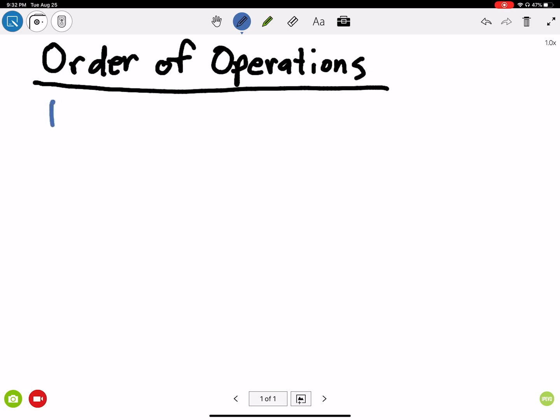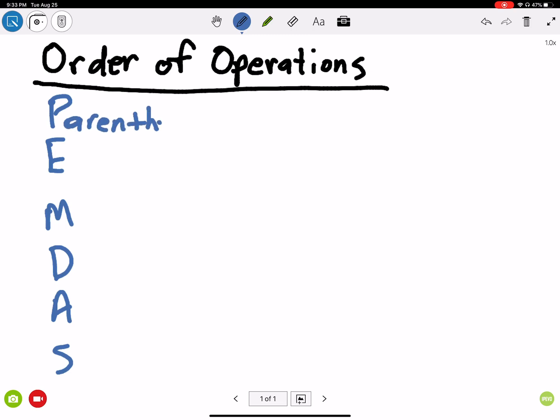A lot of you know it as PEMDAS. Now, the P meaning parentheses first. Okay? You always do what's in parentheses first. Second thing we're going to look for is exponents.